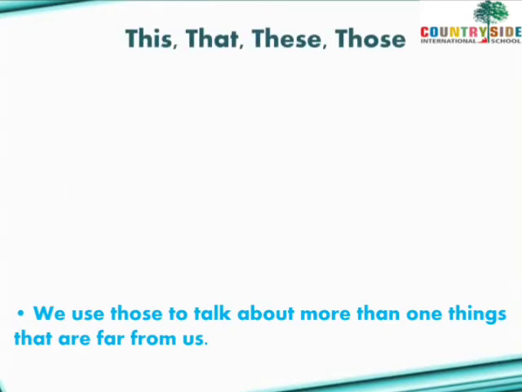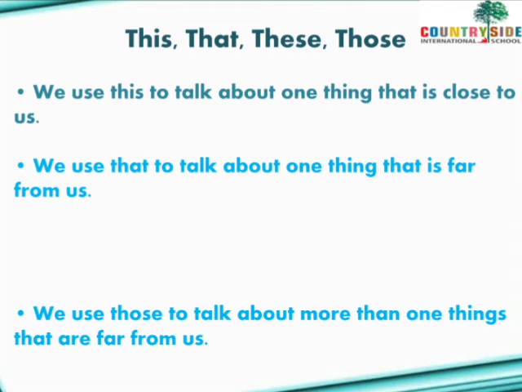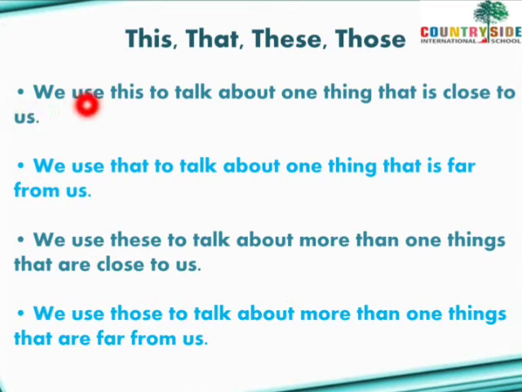Now moving ahead with the concept of this, that, these and those. So we use this to talk about one thing that is close to us. So when there is one thing and it is close to us, we are using this. We use that to talk about one thing that is far from us. So when there is one thing and that is far from us, we are using that.